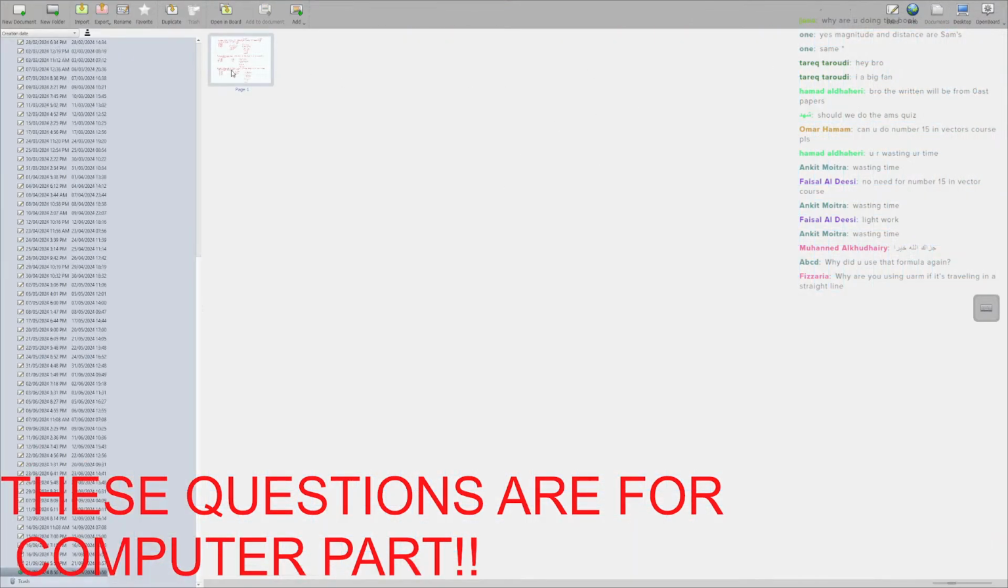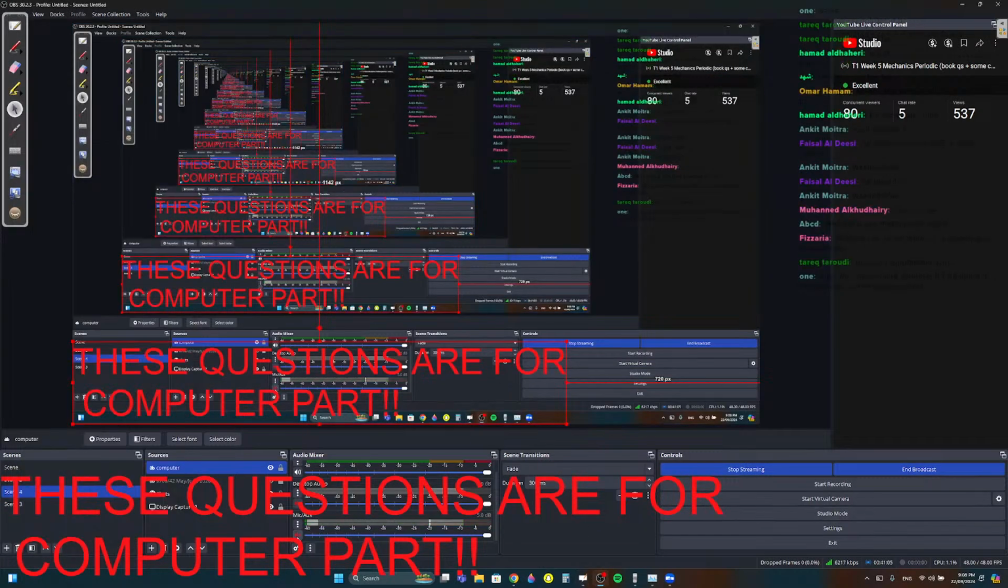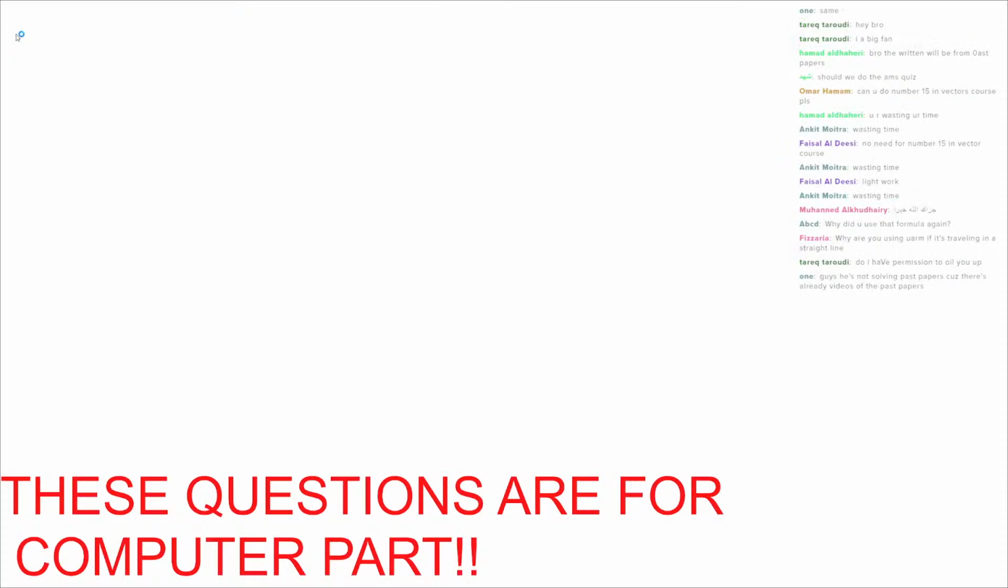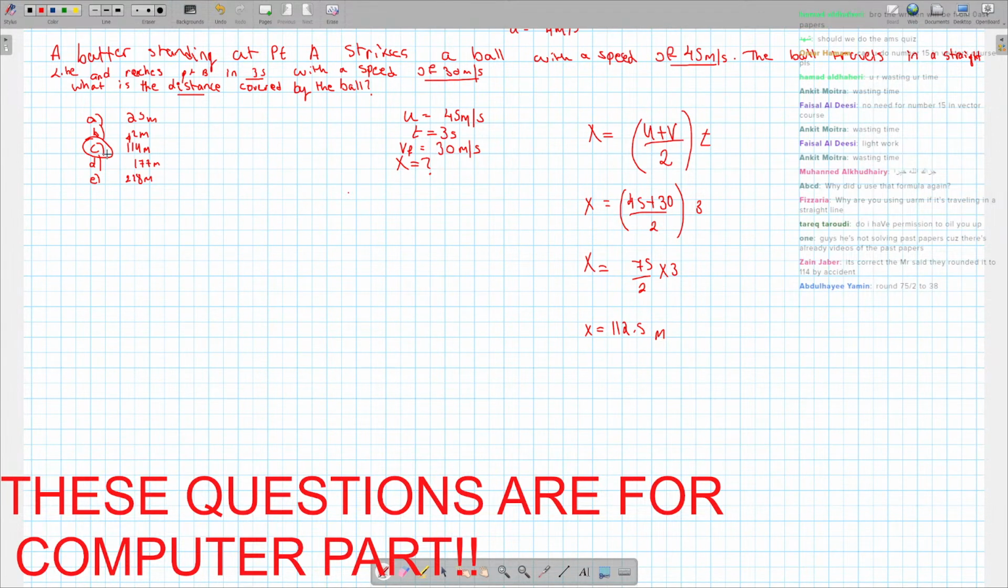Maybe I put it in the calculator by accident. 75 over 2. I'm getting 112.5 meters. The closest choice to 112.5 is 114. A batter standing at point A strikes the ball with speed 45. The baseball travels in a straight line and reaches B in 3 seconds with a speed of 30 meters per second. What is the distance covered by the ball?